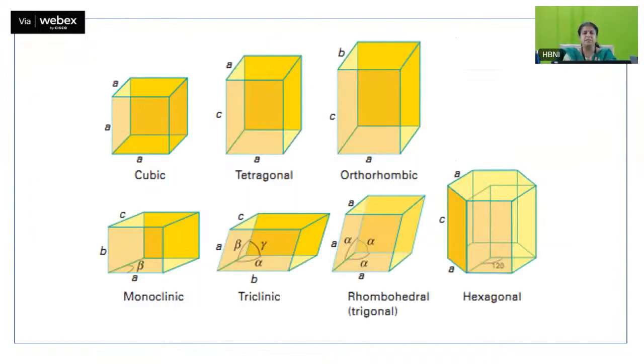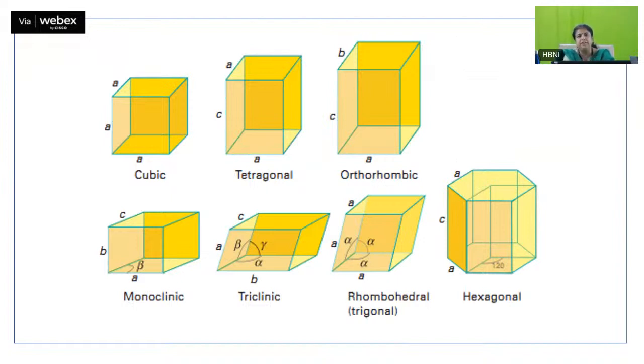Okay, this is the pictorial representation. I'm sure the slides and these lectures would be shared with you, so you will have this with you. So you can visualize cubic, tetragonal, orthorhombic, tilt the orthorhombic and you have monoclinic, triclinic, rhombohedral. Rhombohedral is another name for trigonal. How do you get rhombohedral?